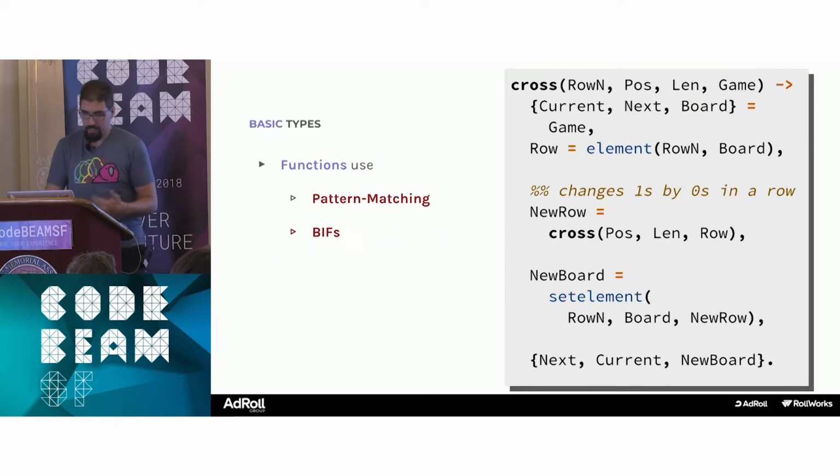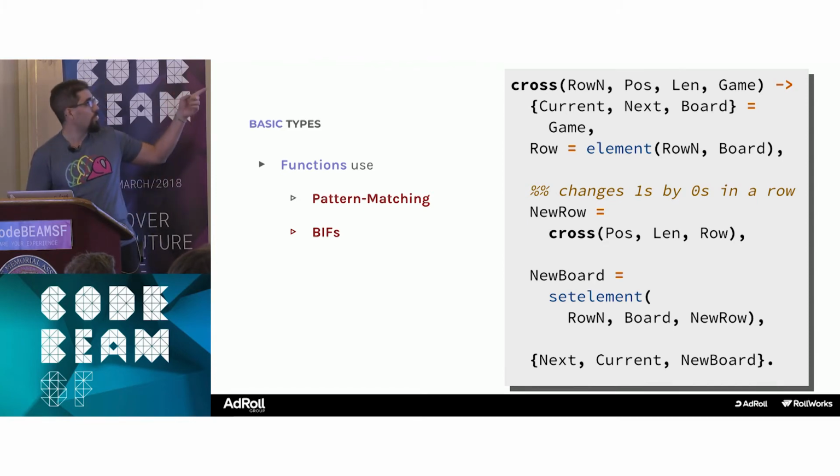Right? OK, let's write some code. So the main function of the program is to cross a stick, cross a group of sticks. I used an auxiliary function in the middle, but you can trust me, it changes ones to zeros, right? Fine? OK, so first, we decompose the game in its 3 constituent elements, the current player, the next one, and the board. We find the row where we want to cross the sticks. We cross the sticks, put the row in, and the last statement there that seems trivial is the one that changes the current player with the next one.